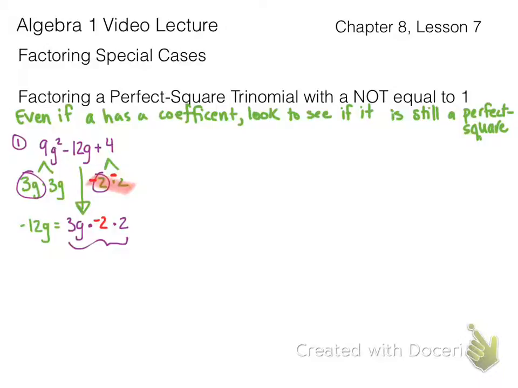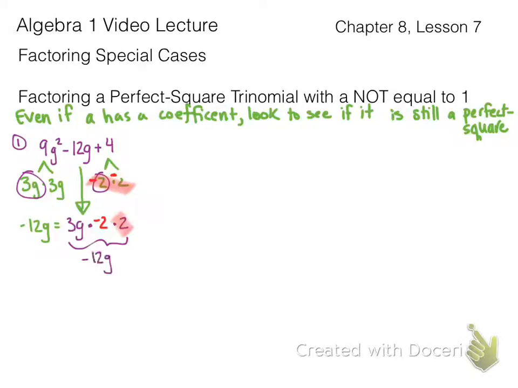The 4 is positive because it's a negative 2 times a negative 2, since a negative 2 squared is still positive 4. But we need the negative 2 to make that center term, negative 12, negative. Because this 2 that we always multiply to determine if it's a perfect square trinomial is always going to be a positive 2. It's never going to be a negative 2.